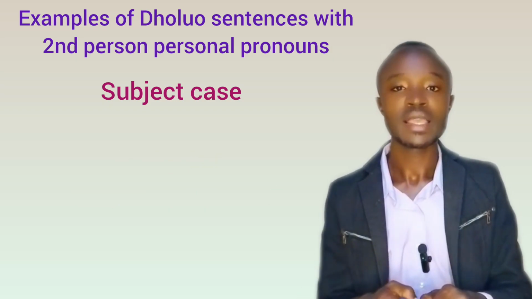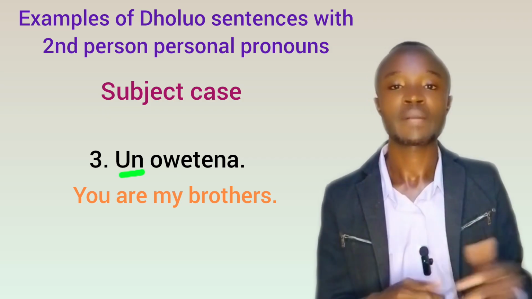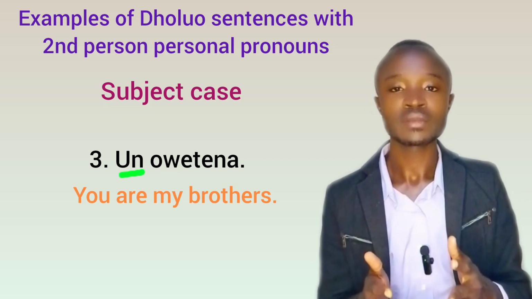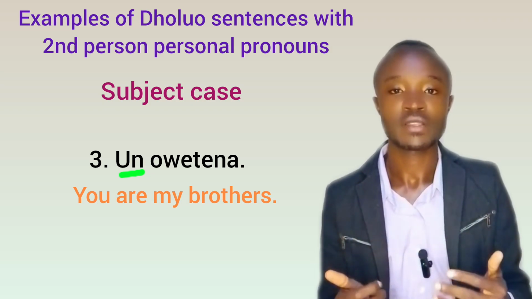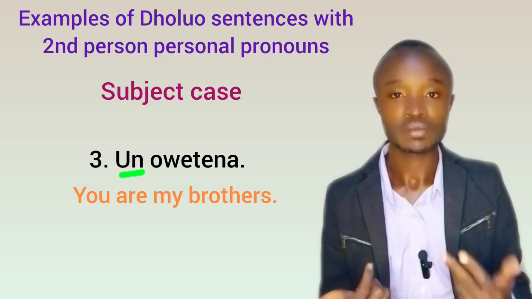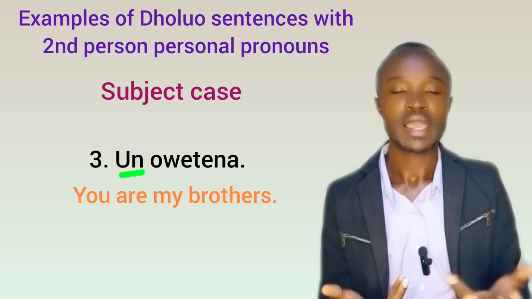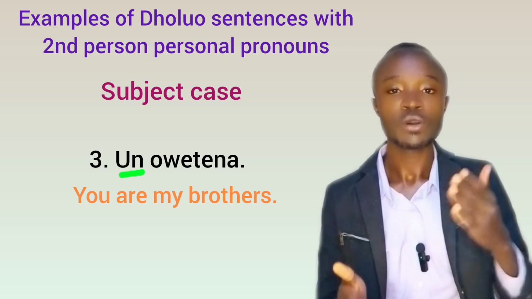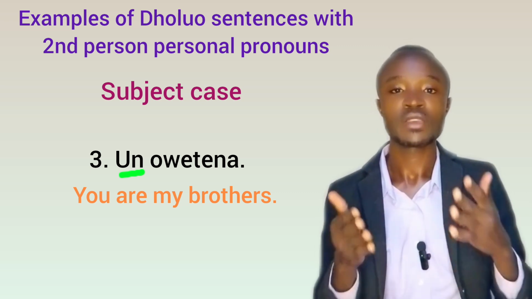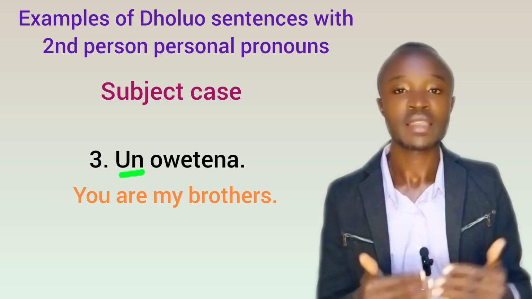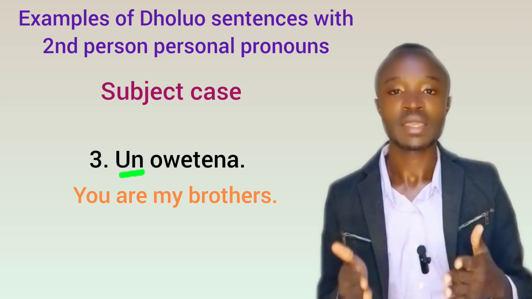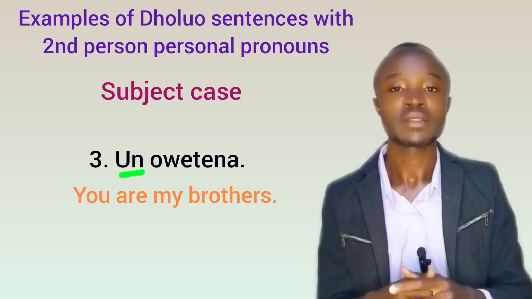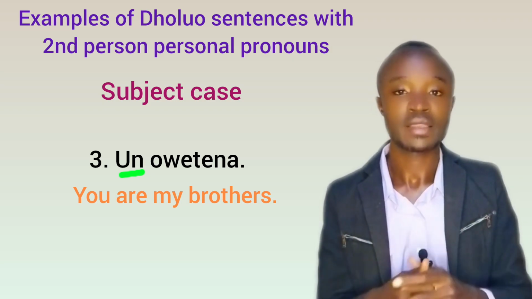The next example here is un owetena. Un owetena. Here, un is the second person personal pronoun subject form, plural, and it means you in the plural form as such. So saying un owetena means you are my brothers. Owetena means my brothers. Hence, un owetena means you are my brothers.